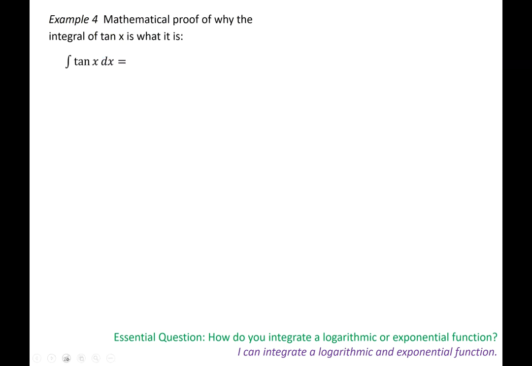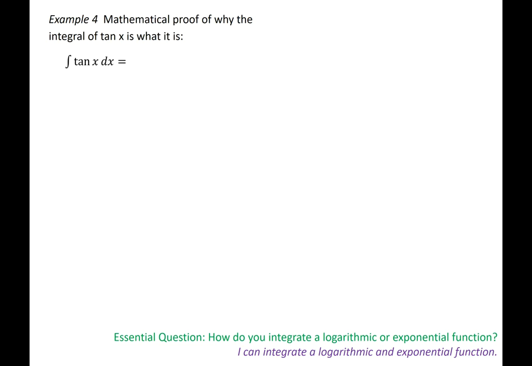All right, this one's a little bit trickier. We're actually going to prove why we got that crazy integral when we drew out that huge list in the left-hand column a couple days ago. We had some crazy integrals that had some natural logs in them. Well, we're going to see why.